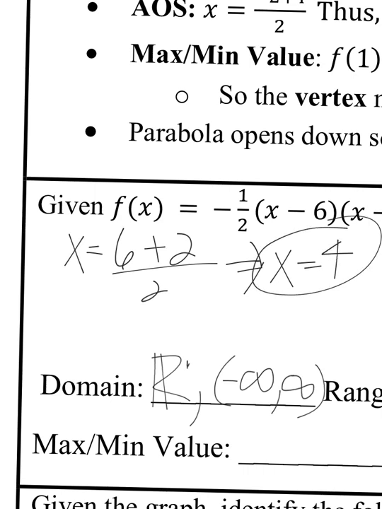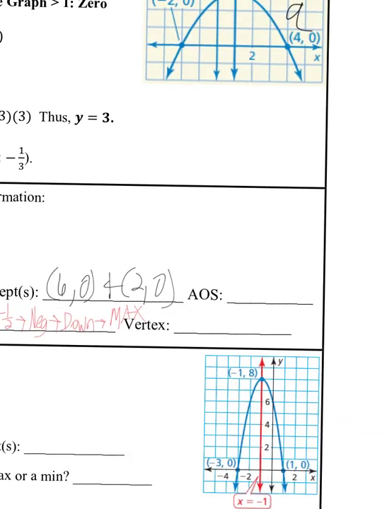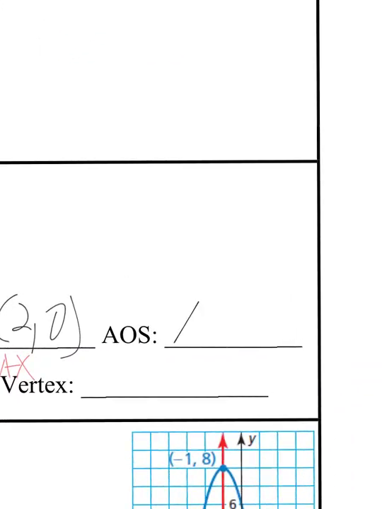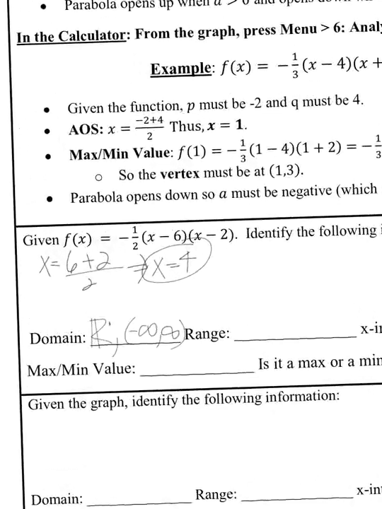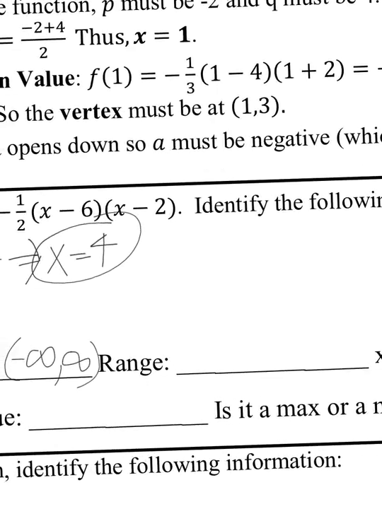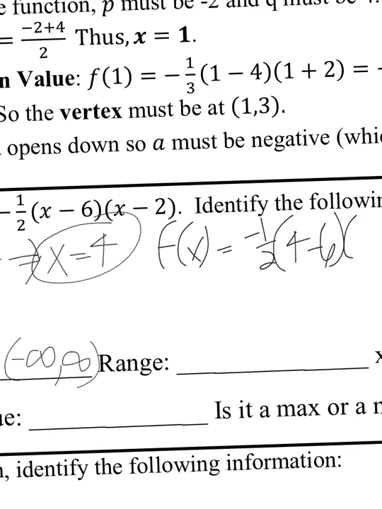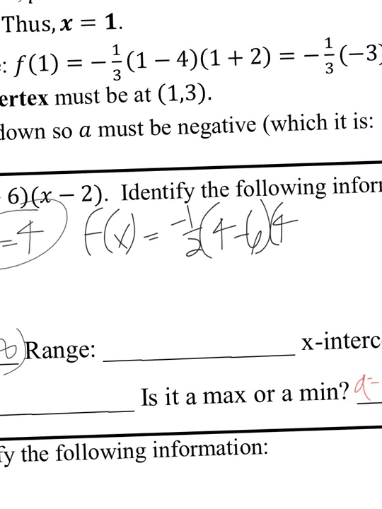Now that I know my axis of symmetry, I know the x value of my vertex. So I have x equals 4 here, and then 4 comma something. I just need to figure out the y coordinate of my vertex. So just plug 4 into your function. I'm going to do f of 4 equals negative 1/2 times (4 minus 6) times (4 minus 2). Doing that will give you your y value.